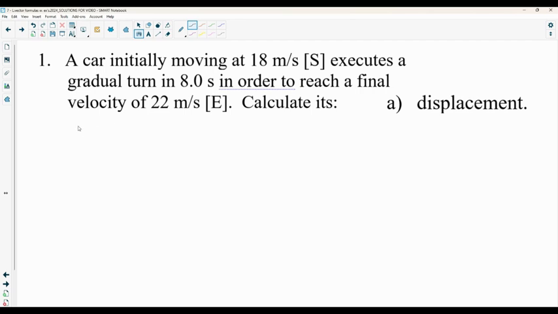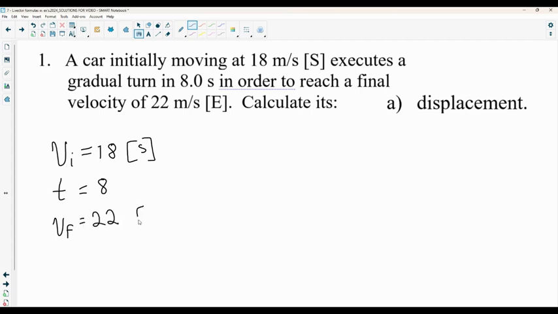Let's start with listing our knowns and want to knows. We know our initial velocity is 18, and I'm not going to put units in here just to save space. So it's 18 south. Our time is 8 seconds. Our final velocity is also given, that's 22, and the direction is to the east. The one we want to know is our change in displacement.